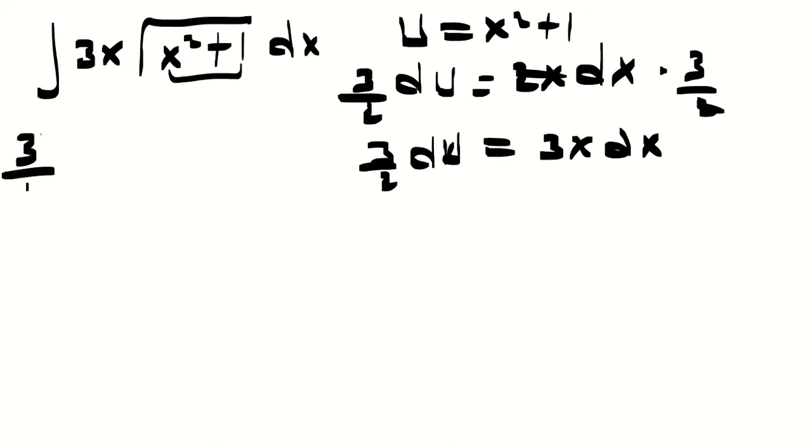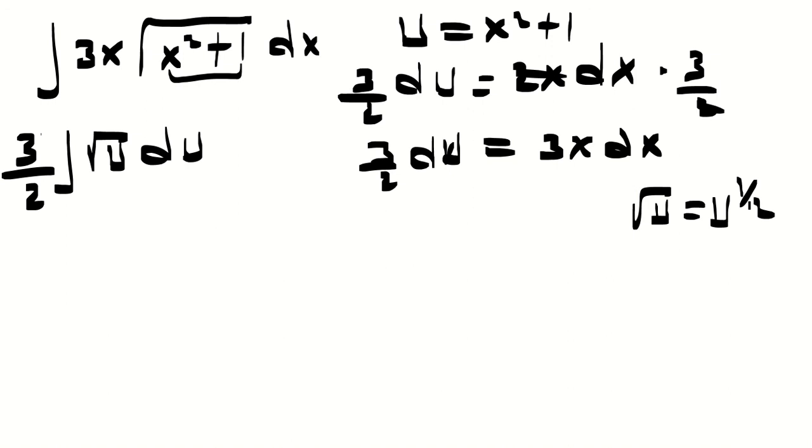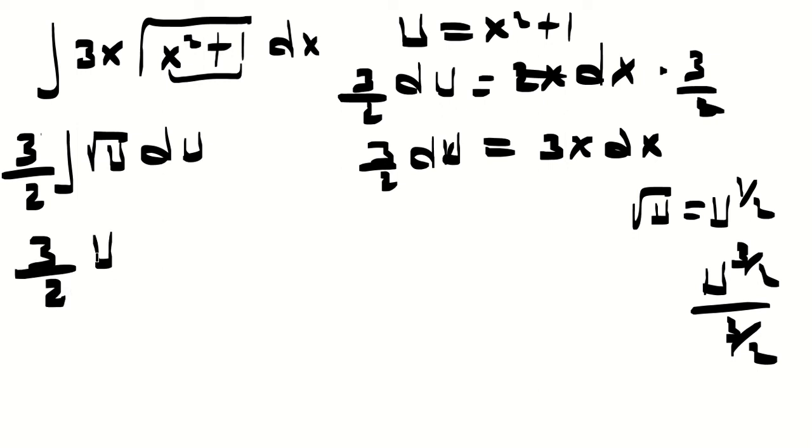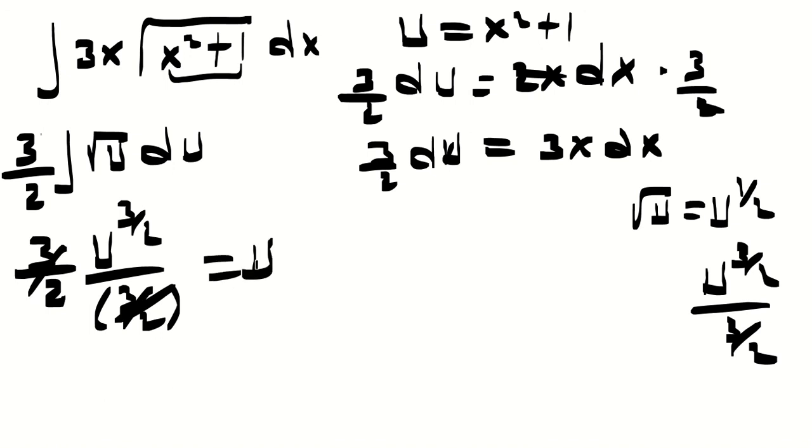So 3 over 2, the integral, the other one is root u, radical u du. But radical u is the same as u to the power of 1 over 2. When you integrate it, you add 1 to the power, so u to the power of 3 over 2, the whole over 3 over 2. So this is going to be 3 over 2, u to the power of 3 over 2, the whole over 3 over 2. Now the denominators cancel. What is left? u to the power of 3 over 2. What's u now? x squared plus 1, the whole to the power of 3 over 2.